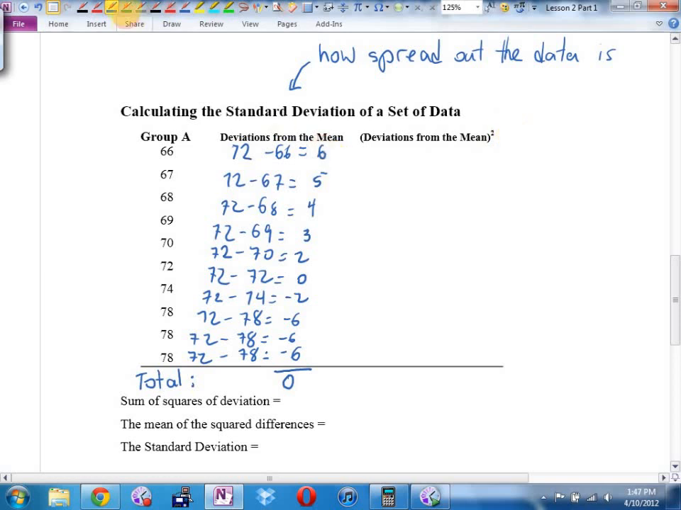6 squared, 36. 5 squared, 25. 4 squared, 16. 3 squared, 9. 2 squared, 4. 0 squared, 0. 2 squared, 4. Negative 2 squared, positive 4. Negative 6 squared, 36. Negative 6 squared, 36. Negative 6 squared, 36. Let's add those up. Those won't give us a 0.